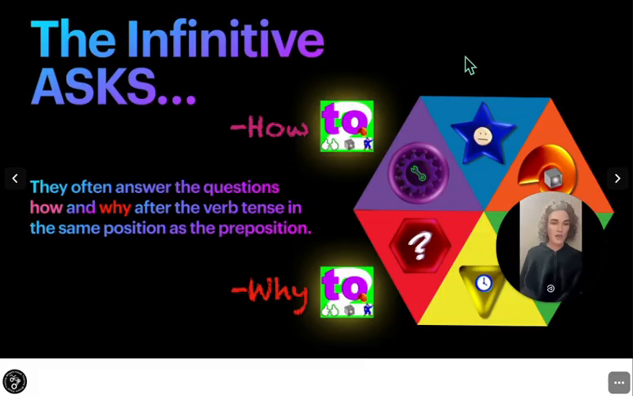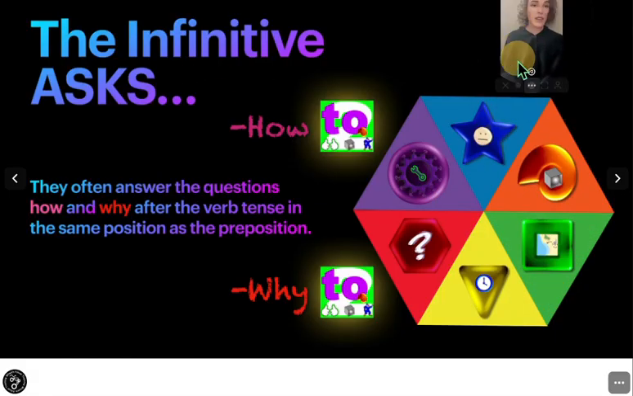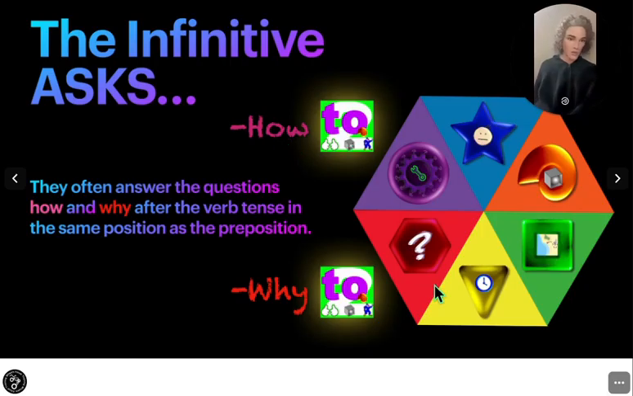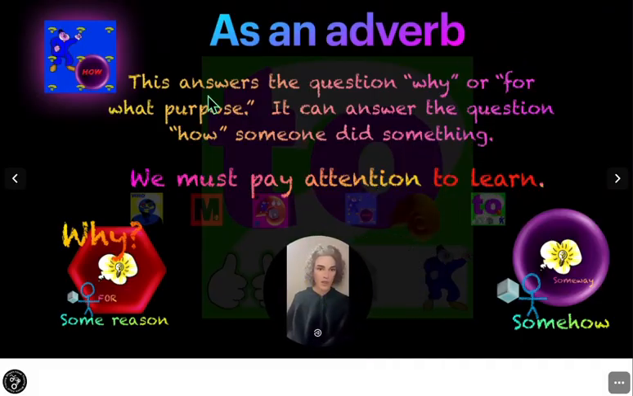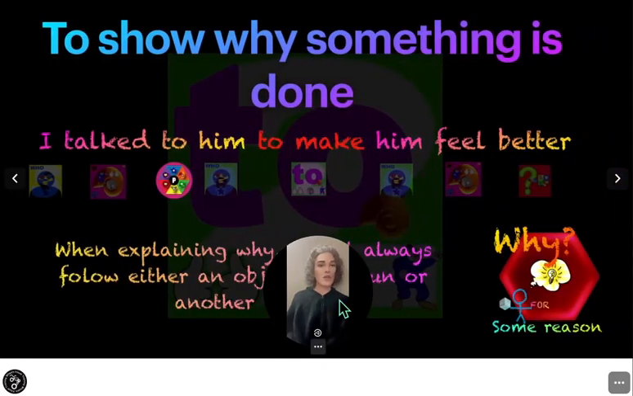Let's look at this a little further. The infinitive asks how to or why. So, how or why. It answers the question how or why. They often answer the questions how and why after the verb tense in the same position as the preposition. The preposition is part 4. Okay, here we go. Sometimes they act as an adverb. So this answers the question why or for what purpose. It can answer the question how someone did something. So we must pay attention why or how to learn in this case. It can be used to show why something is done.